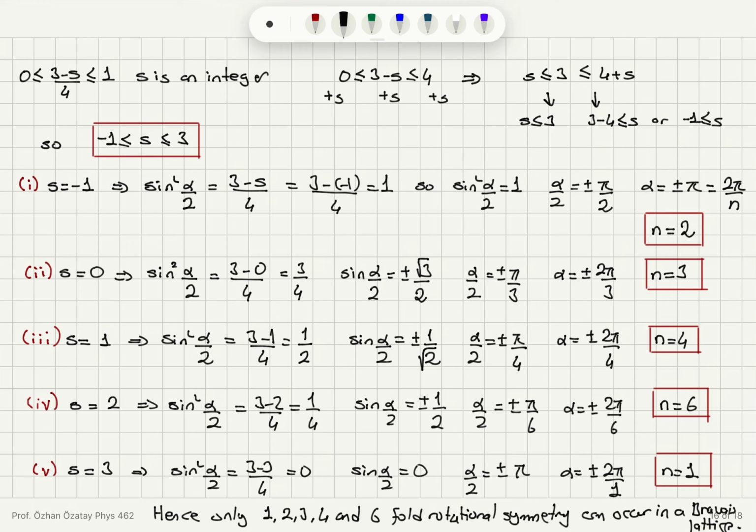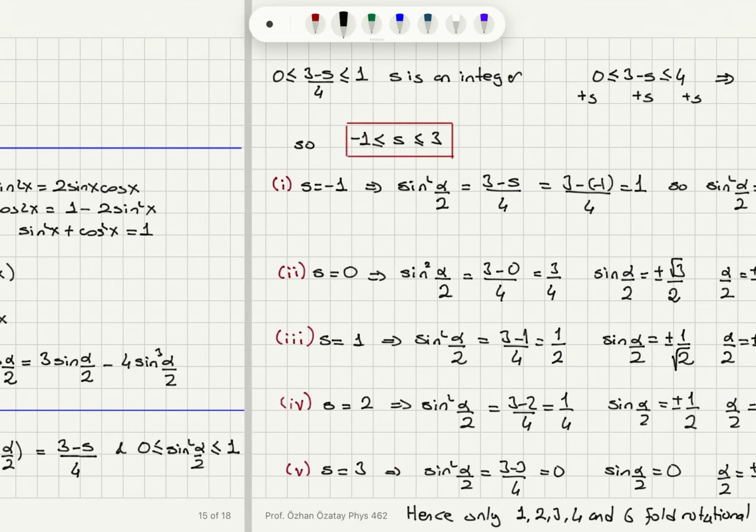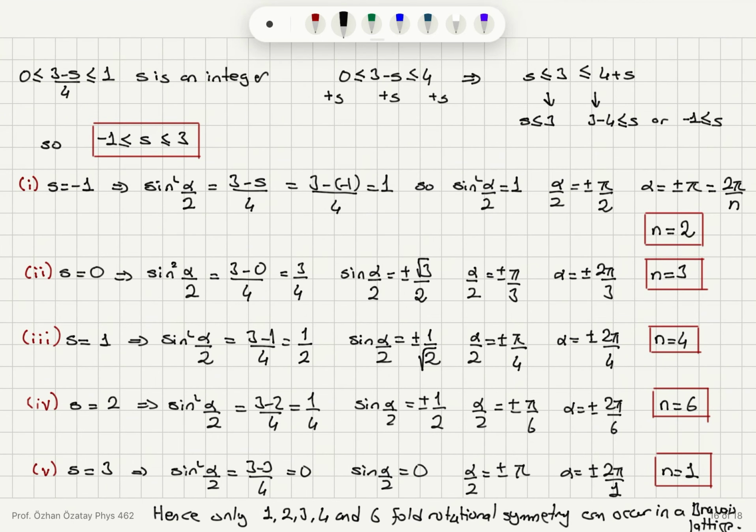So if I substitute s equals minus 1, then sine square alpha over 2, which was 3 minus s over 4, becomes 1. And sine square alpha over 2 equals 1 implies alpha over 2 is plus or minus pi over 2, which is basically implying alpha is plus or minus pi, or 2 pi divided by an integer, so that integer is 2.